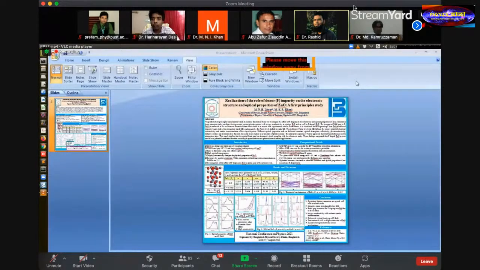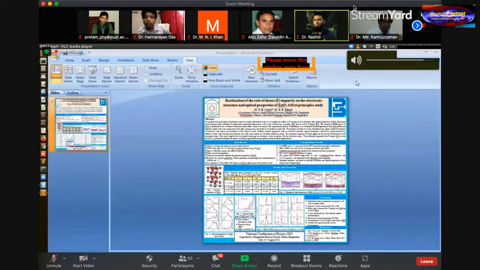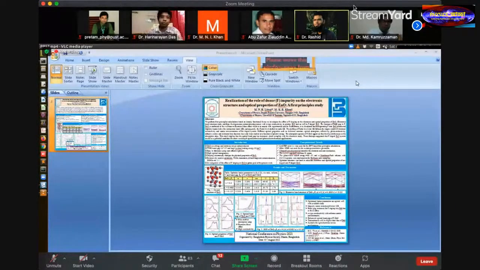The title of my presentation is Realization of the Role of Donor Impurity on the Electronic Structure and Optical Properties of Zinc Oxide, a first principle study. In this calculation, we use the GGA PBE functional with ultrasoft pseudopotential to optimize the crystal structure.